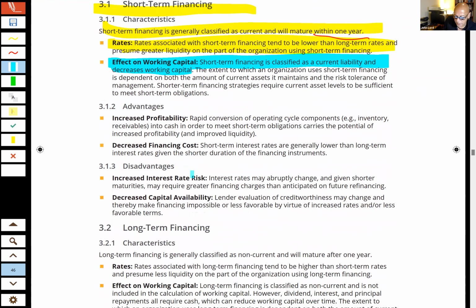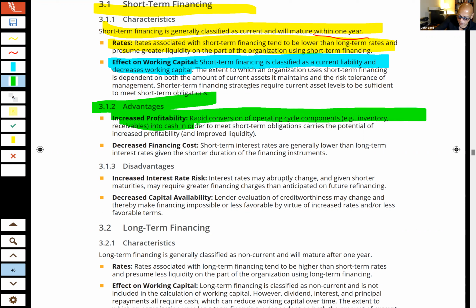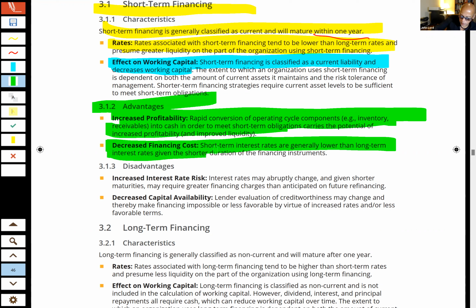Well, if I get the cash, they shouldn't say working capital, but the working capital ratio would be decreased as a result. Increases advantages, okay, increased profitability, rapid conversion of operating cycle into cash in order to meet short-term obligations, carries the potential of increased profitability, decreased financing costs. The short-term rates are generally lower, as we said.